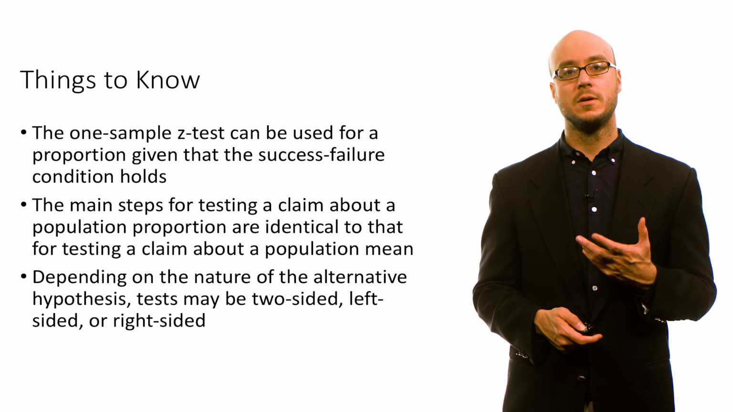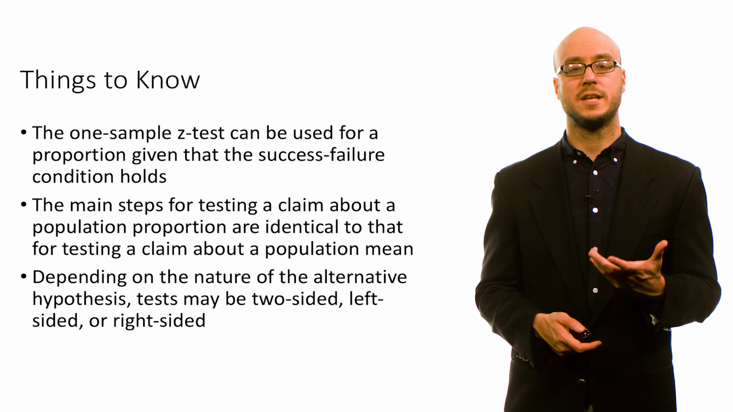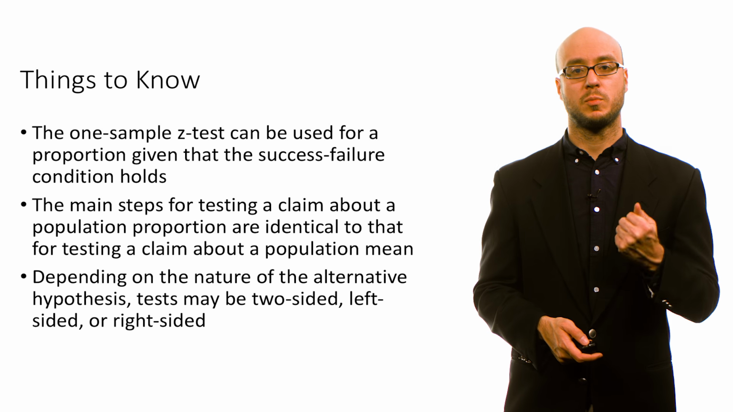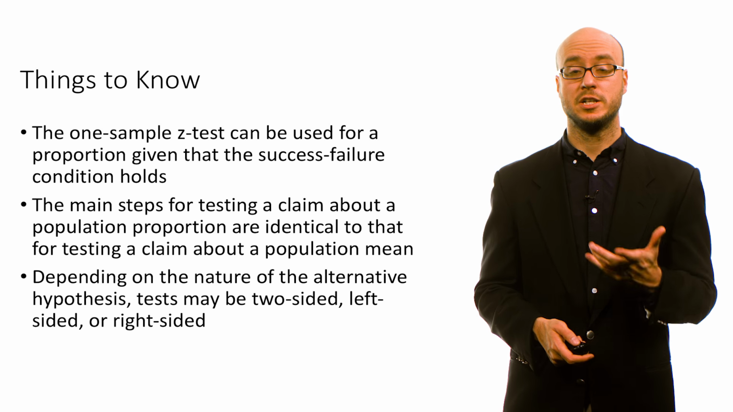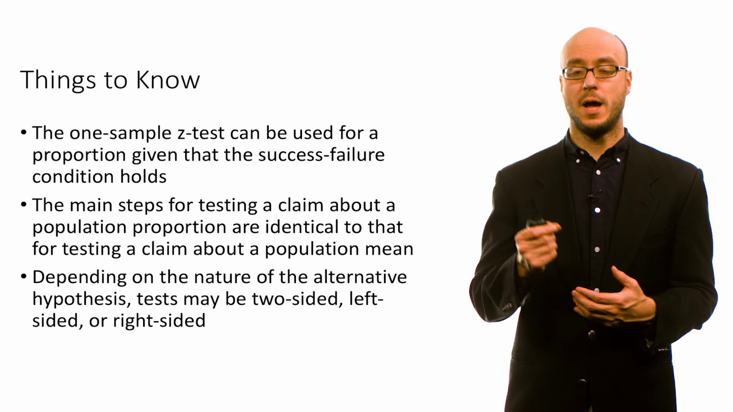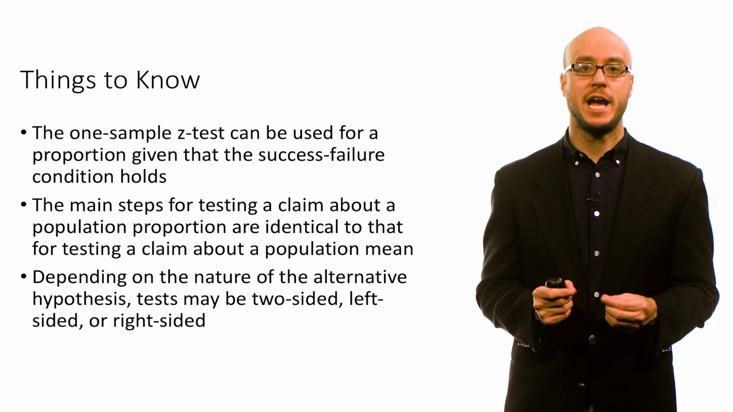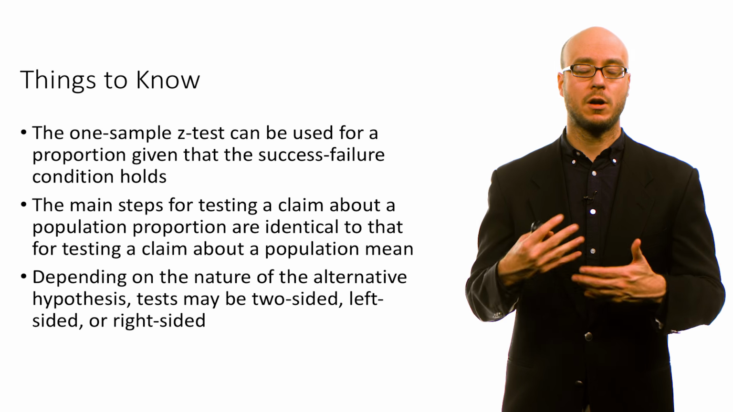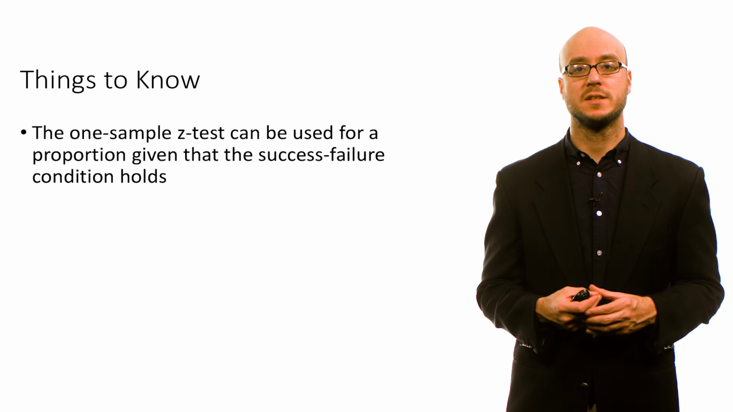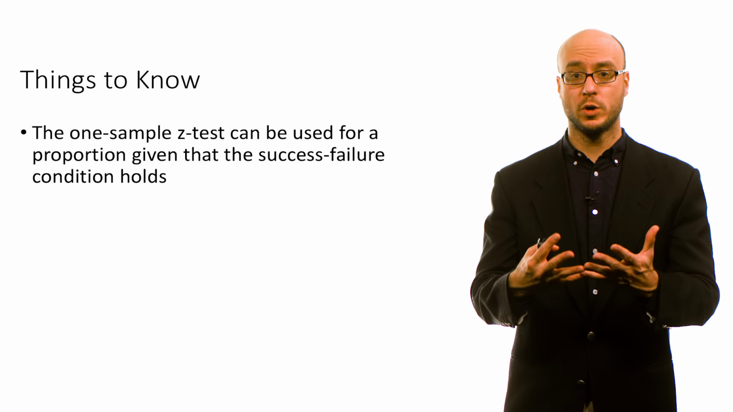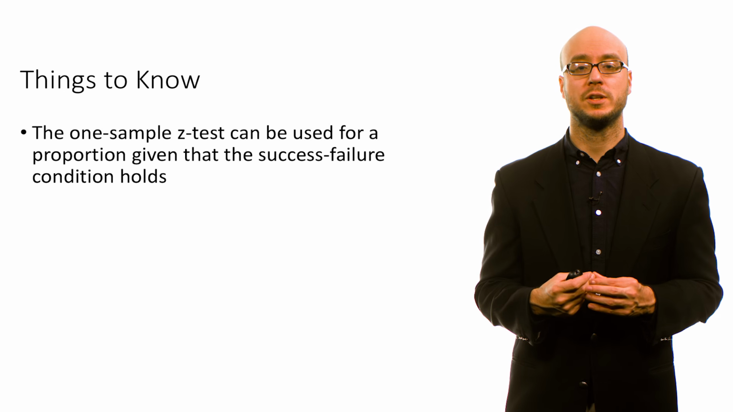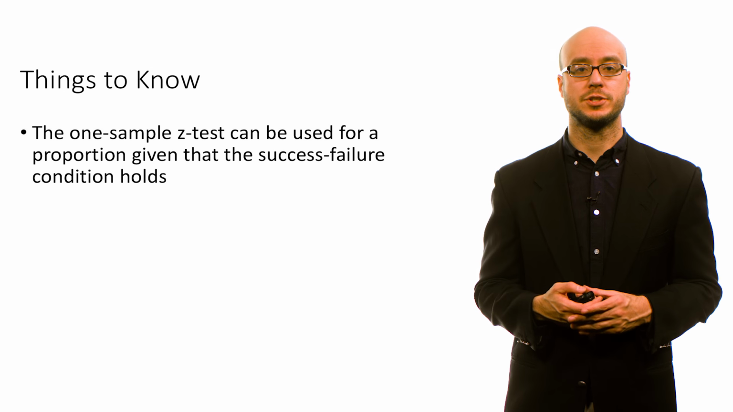A few things to know about the one-sample z-test for a sample proportion. The one-sample z-test can be used for a proportion given the success-failure condition holds. We don't actually know whether it holds unless we know the population proportion, but we can check it. We can assess how confident we are. In general, a larger sample size suggests more confidence that the success-failure condition holds, and accordingly that we expect the sample proportion to be approximately normally distributed in terms of the sampling distribution.